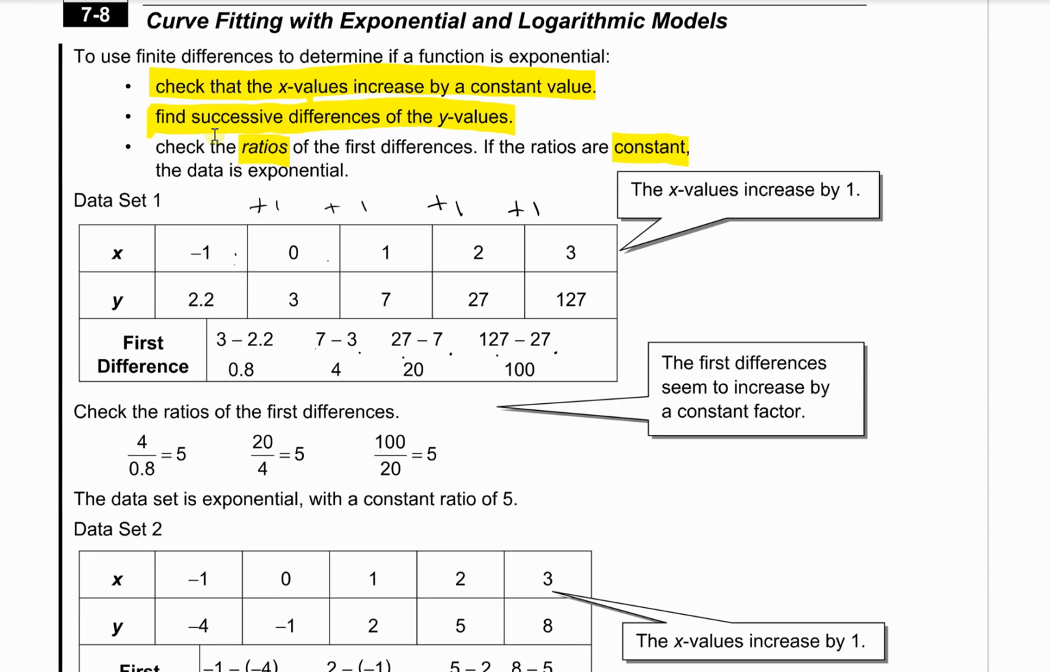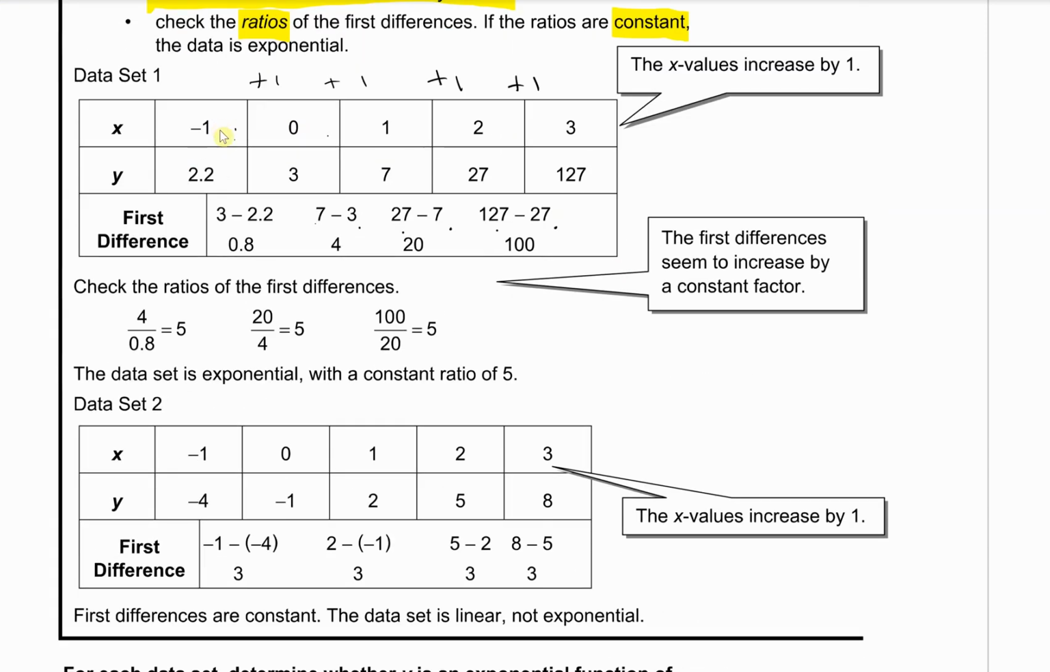So what I'm going to then look at is the ratios. What's the ratio of 4 to 0.8? It's 5. 20 to 4, 5. 100 to 20, 5. So the common difference, or I should say common ratio, is 5. So this is exponential. So we can say it's an exponential function, and then I'll show you in a moment how you can figure out what that exponential function actually is.